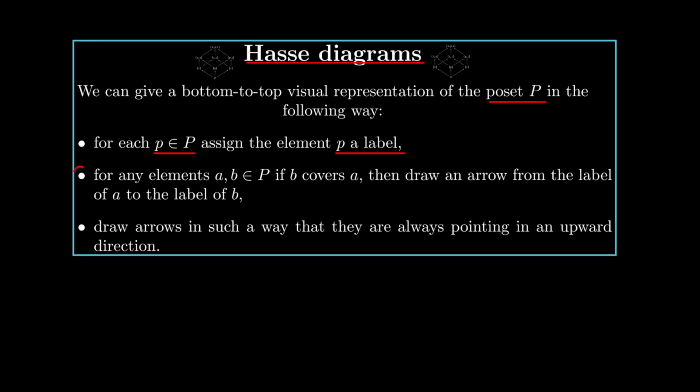Then the second step, which is arguably the most important step, is that for each pair of elements A, B, if B covers A, then we're going to draw an arrow from A to B in our diagram. Now we're free to manipulate the diagram, just as long as we don't change where arrows appear. But we want to arrange the diagram in such a way that arrows point in an upward direction. And this is the 3-step procedure for producing a Hasse diagram. Let's put it into practice and see if we can produce some other kinds of Hasse diagrams.